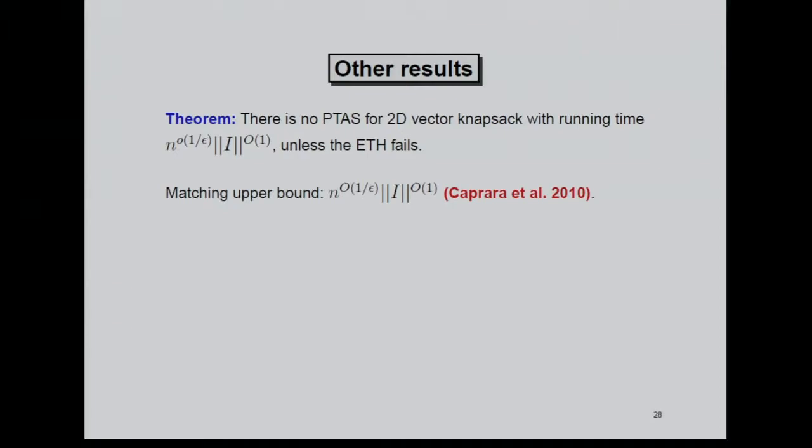We looked also at the two-dimensional vector packing problem. I've shown you there was a result by Hadas and Kulik, and we could improve this further. So here was the square root of 1 over epsilon. You get this lower bound now, unless the ETH fails. In the other result, there was a weaker assumption now by Hadas. But what's nice is there is also an upper bound for this by Caprara and others that prove such a running time. So for the two-dimensional case that matches.